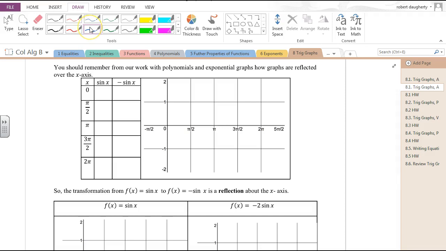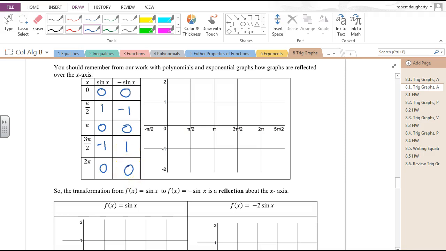So let's go back to sine of x. Remember sine of x. What's the y value at 0? Let's go with 0. Pi over 2, y values, okay, 0, 1, 0, -1, 0. Those are all the y values on the unit circle. Now let's find the negative of that. What's the negative of 0? What's the negative of 1? Negative 1. Negative of 0. What's the negative of negative 1? 1, and the negative of 0.